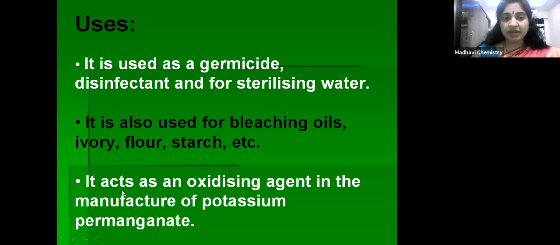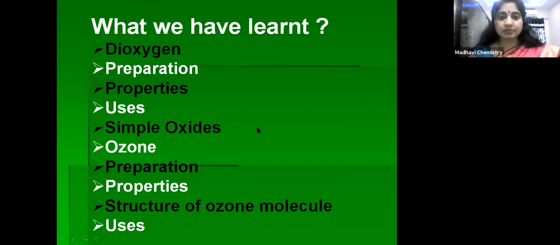It also acts as an oxidizing agent in the manufacture of potassium permanganate. For the preparation of potassium permanganate, it is used as an oxidizing agent. So these are the uses of ozone. These are the topics that we have covered, children.